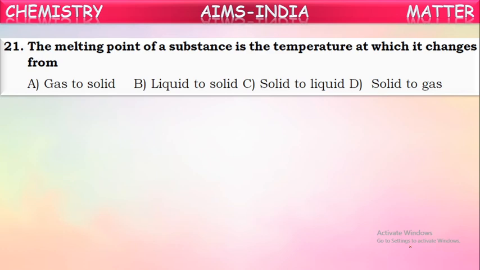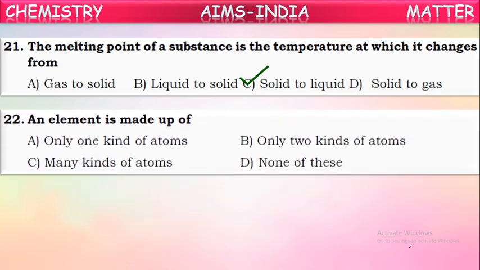So now what is the question? Melting point of a substance is the temperature at which it changes from solid to liquid. So the answer is solid to liquid. Next, an element is made up of, what is an element made up of? An element is made up of only one kind of atoms. There will be only one kind of atoms in an element. Okay. Next one.